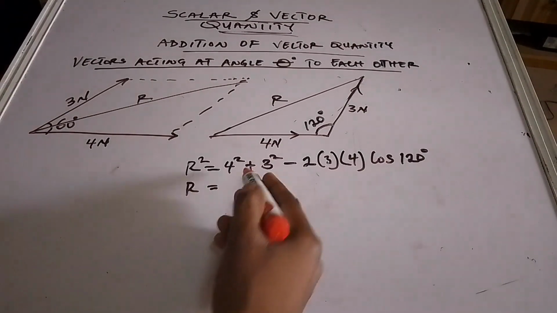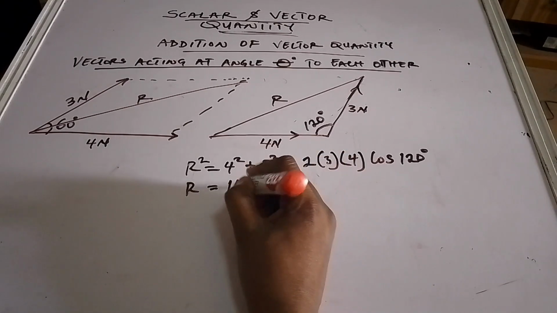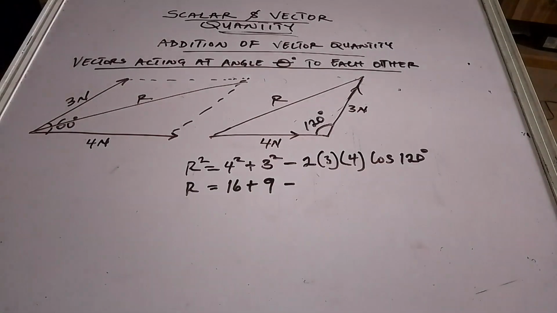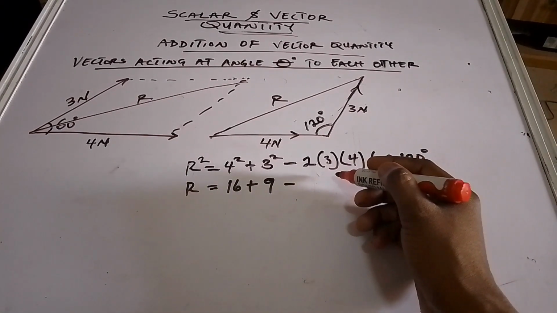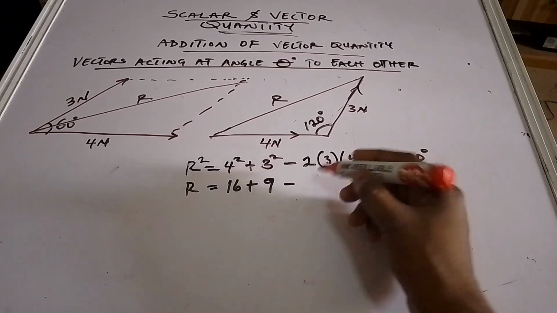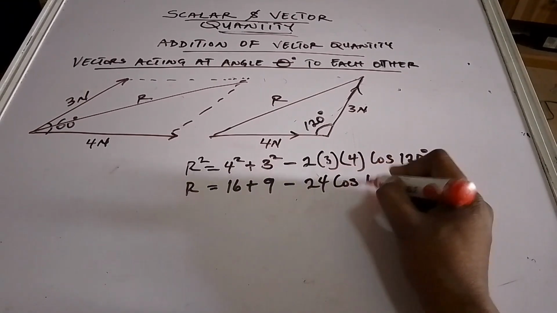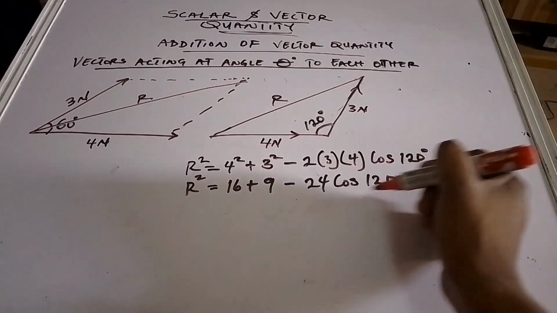So the resultant now is going to be, what is 4 square plus 4 square? That's going to be 16, right? That is 16 plus 16 plus 9, then minus 2 times 3, 2 times 3 is 6, 6 times 4, that's 24, minus 24 cos 120 degree. So it's got this one.